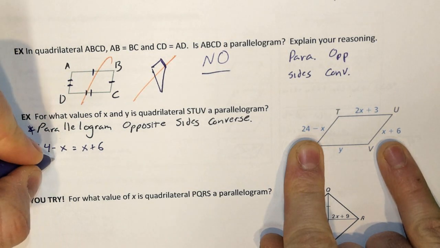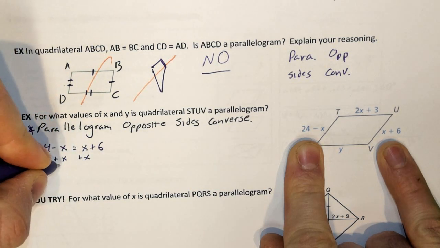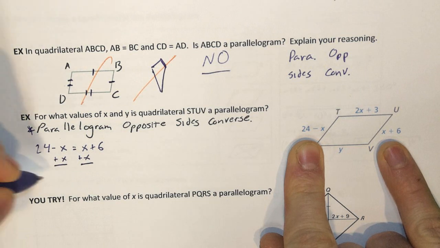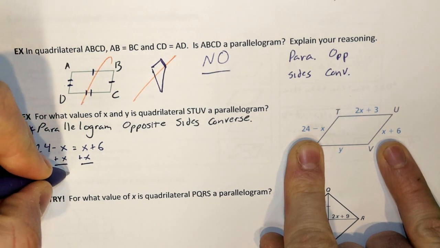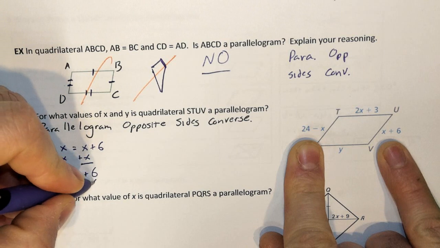I'm going to solve it by moving my x terms together. I know a lot of times people want to move their numbers together first, but I am a big fan of moving my variables together to begin with. So I'm going to do that. That's going to give me 24 is equal to 2x plus 6. Then I'm going to move my numbers, my 24 and my 6, a little closer together by subtracting 6.